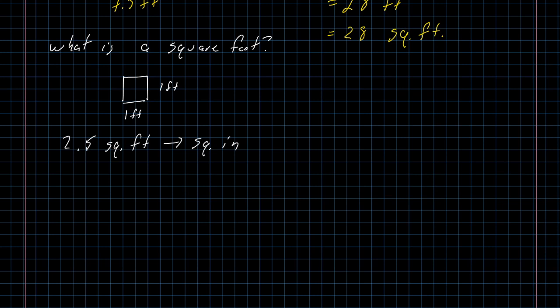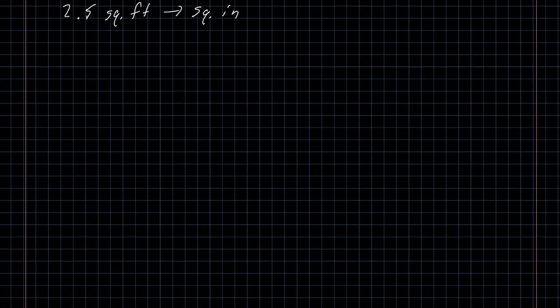But if we're going to talk about area units in square feet, we should also be able to talk about square inches, square yards, square miles, square meters, and so on. And if we can talk about measuring things in various different units, we should be able to convert between them just as easily. So as an example, let's take 2.5 square feet and convert that into square inches.